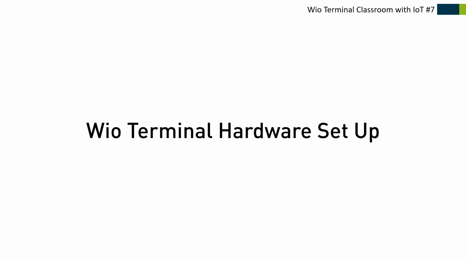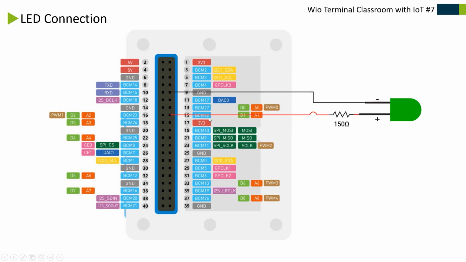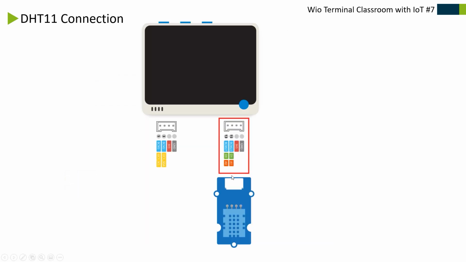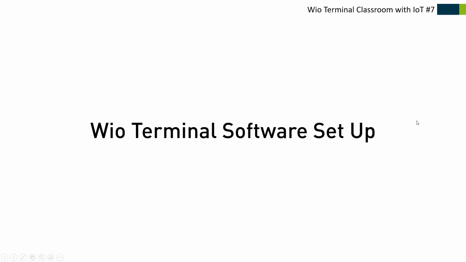Now it's time to move on to wire terminal hardware setup. First, we need to connect the Grove temperature and humidity sensor to the Grove digital analog port of the wire terminal. So this port corresponds to D0 pin. Next, connect an LED to the 40-pin GPIO header as follows. So make sure to use a 150 ohm resistor over here. So you can see that the LED is connected to the D1 pin. So later when we use Arduino to program, we will use D0 for the temperature and humidity sensor and D1 for the LED. Next, we will move on to wire terminal software setup.